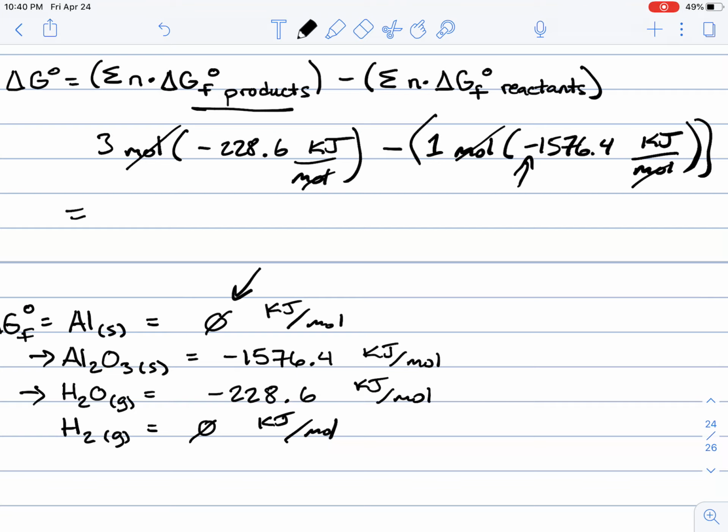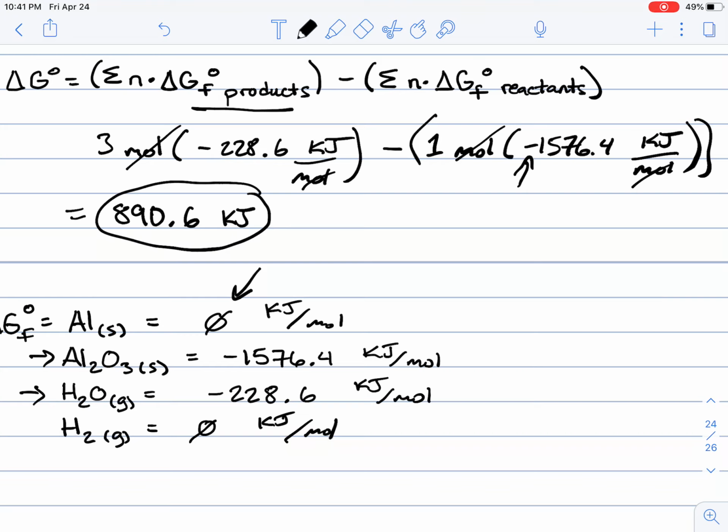So it's going to be 3 times negative 228.6 minus parentheses negative 1576.4. And the answer that I'm going to get is 890.6 kilojoules. Okay.